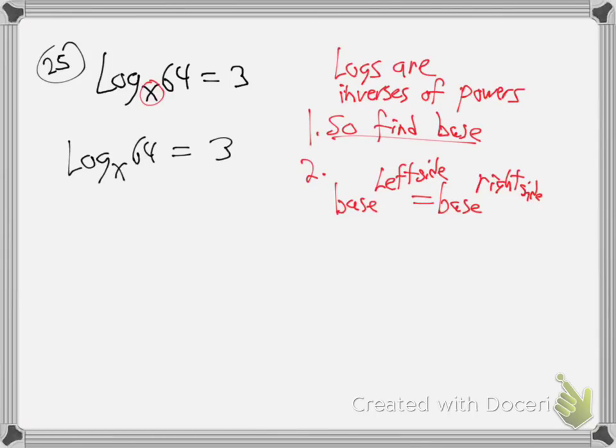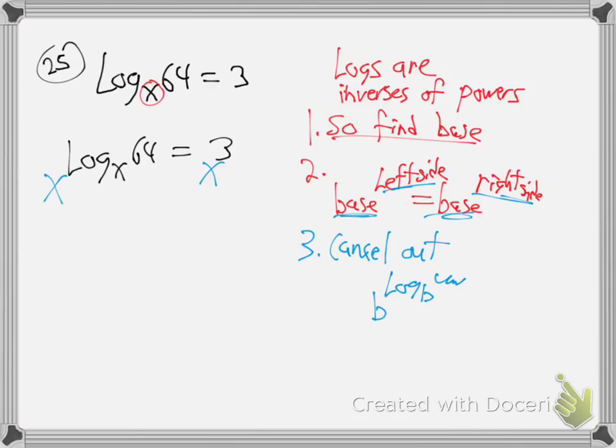And then step 2 is the base to the left side, so x to the left side, and the base to the right side, x to the right side. So you make the x the base on both sides. And then step 3, cancel out base. Let me just cancel out the side that has log base b of whatever.